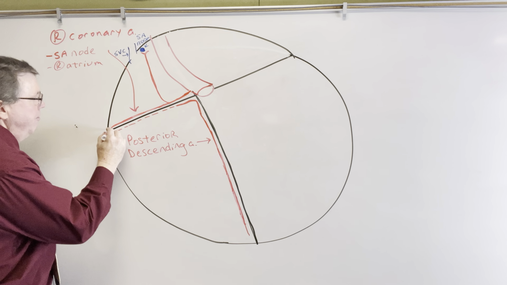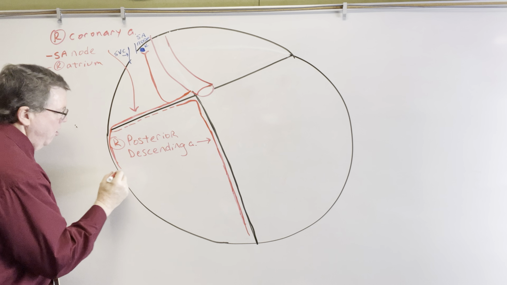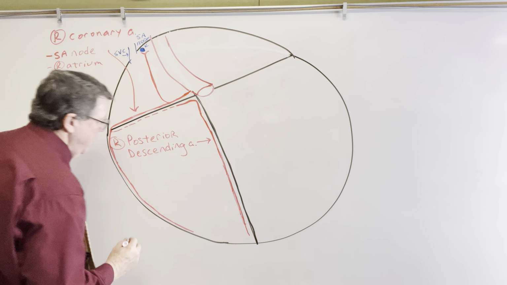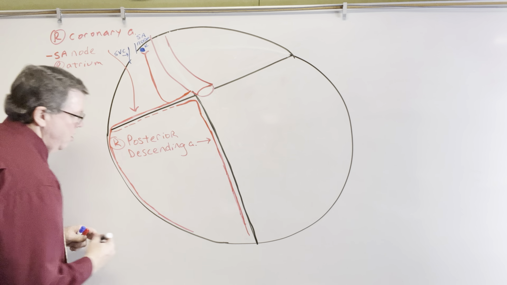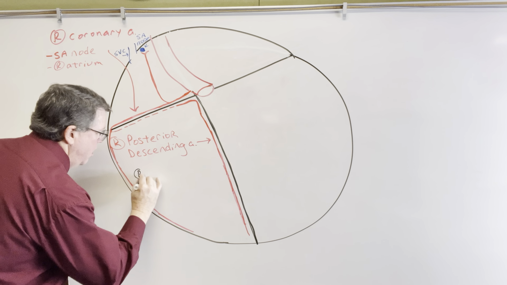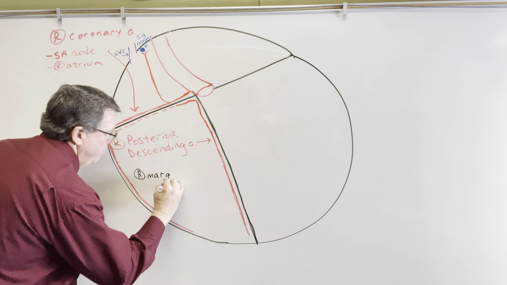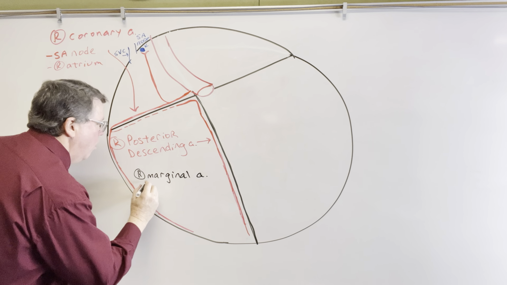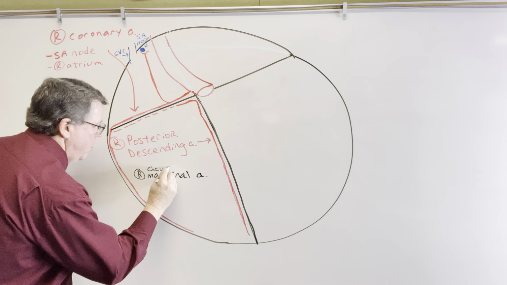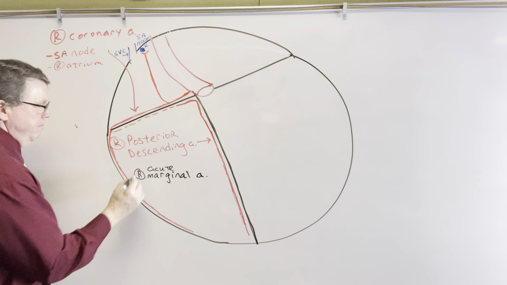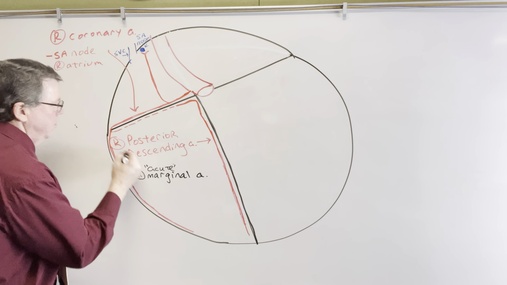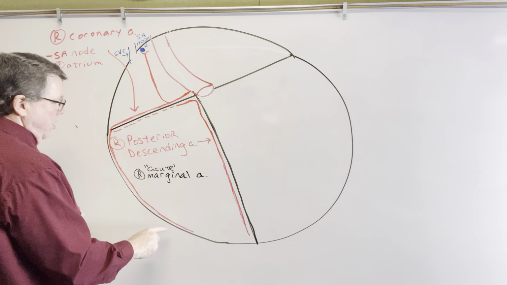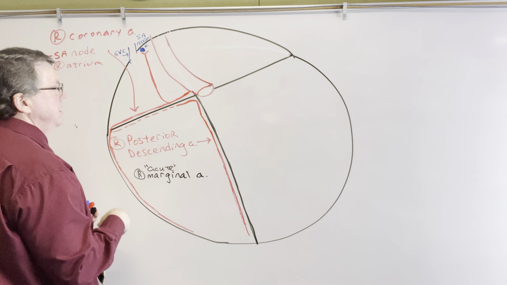Now, also coming out from here, I'm going to have an artery that's going to come down like this, and we're going to call this the right marginal artery, or the acute marginal artery. And the reason they call it acute is because it comes off at an angle of less than 90 degrees. So now we have the right marginal artery and the posterior descending artery.